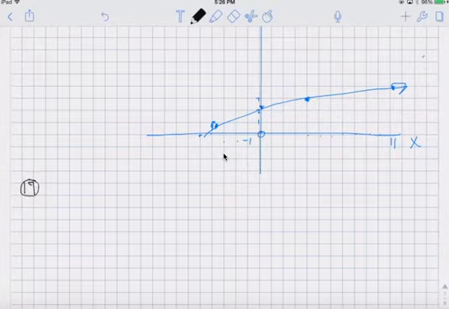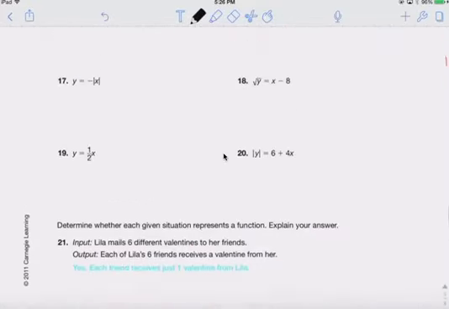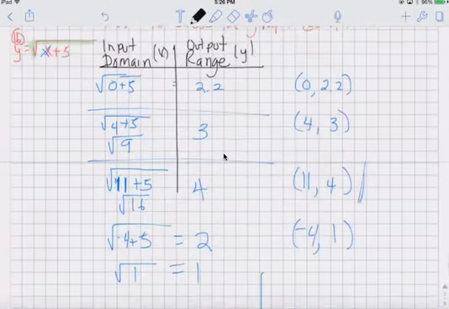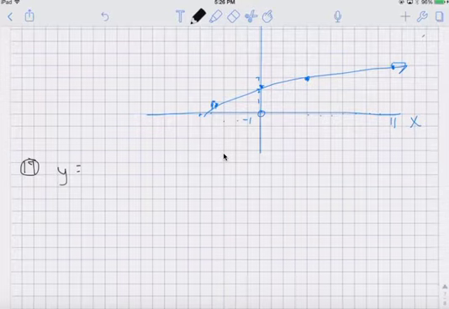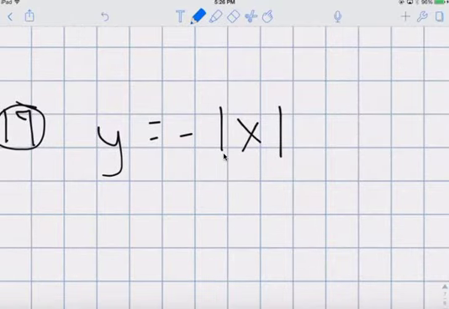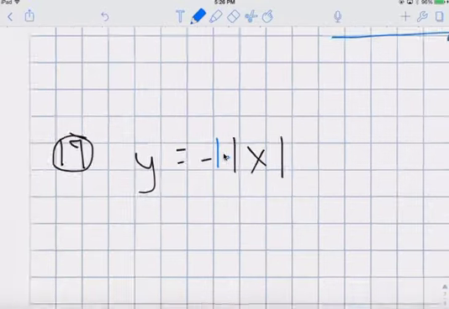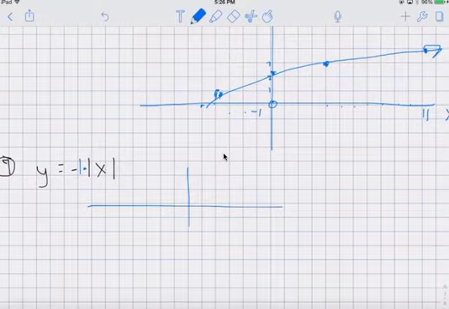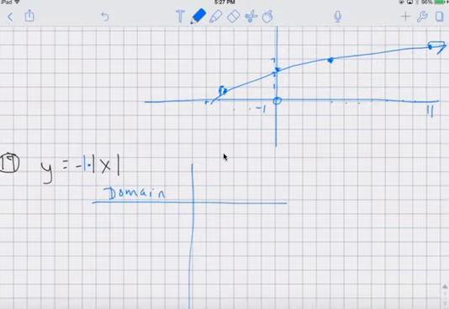Okay, number 17. Y equals negative absolute value of x. Okay, remember, it's not exact. This is a negative 1 right here. All right? So let's choose our input, output, our domain and range.